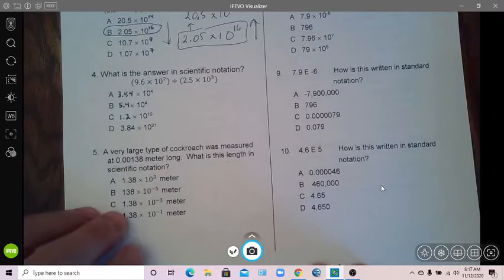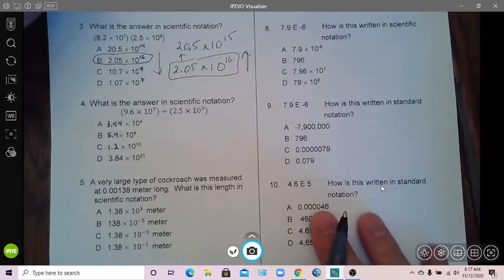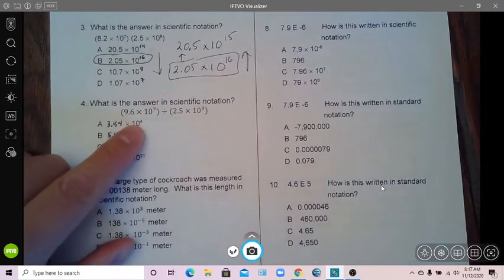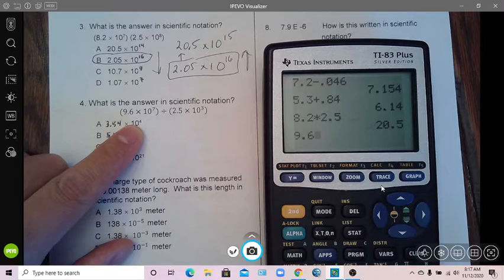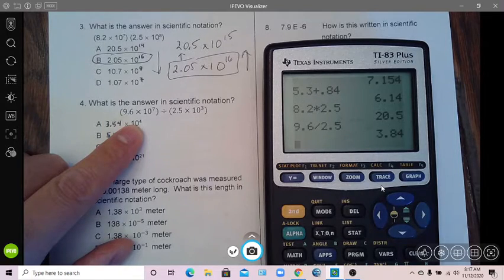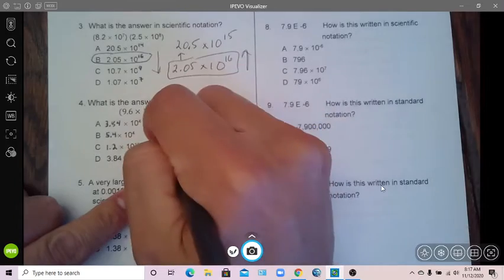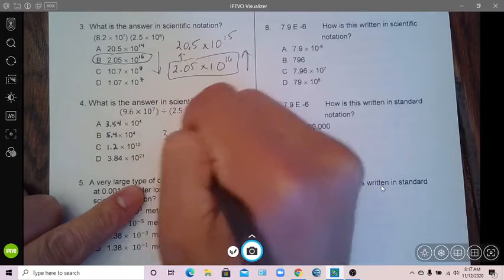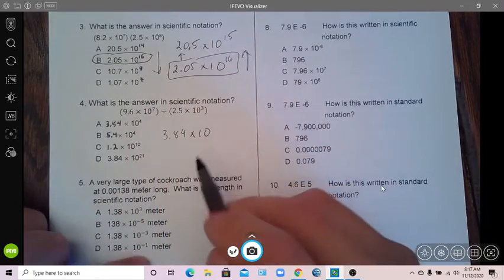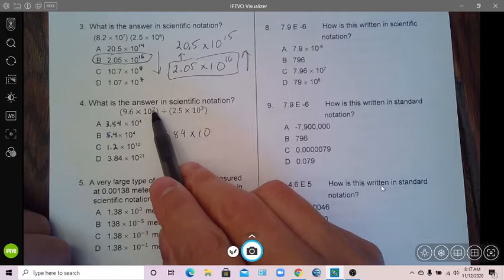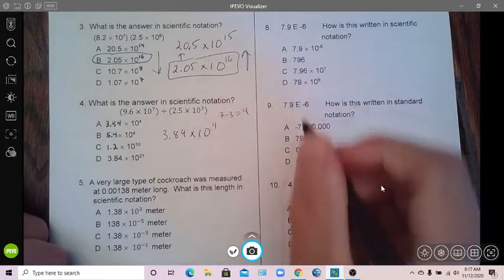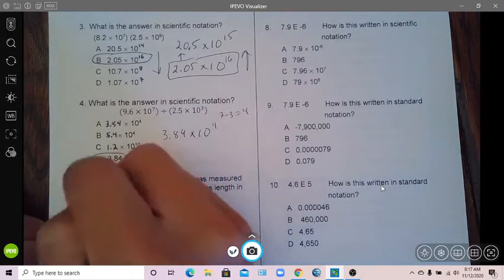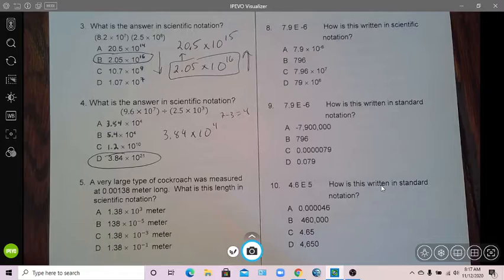Let's take a look at number 4. What's the answer in scientific notation? So I'm going to divide here. 9.6 divided by 2.5, and I get 3.84. And for the exponents, I subtract them. 7 minus 3 is 4, so 3.84 times 10 to the 4th. Okay, that's option D.